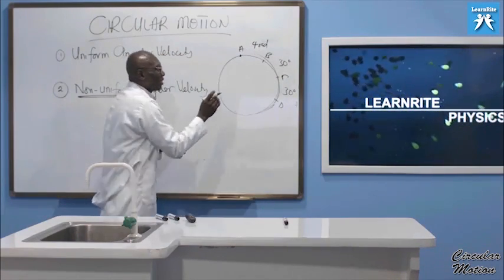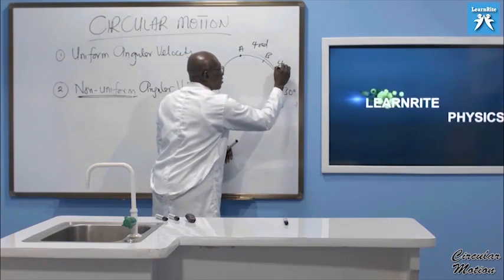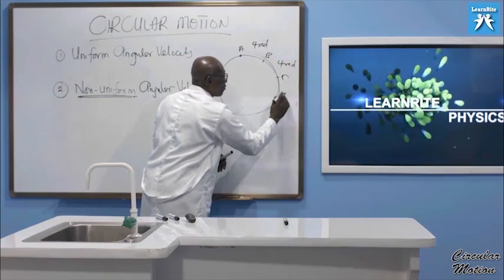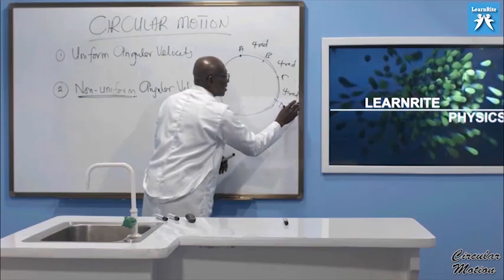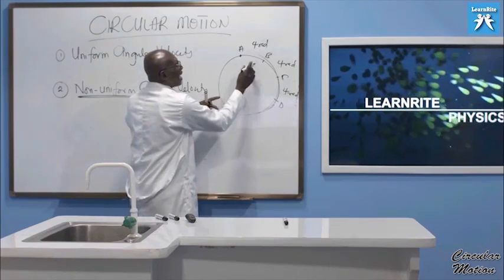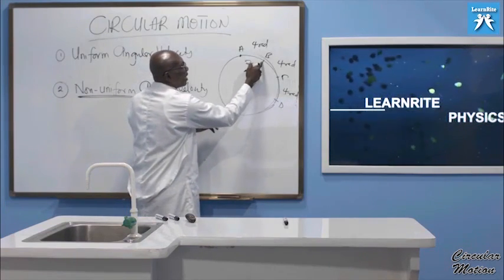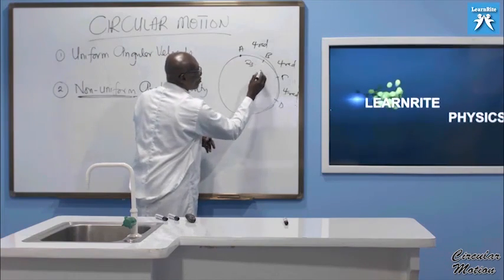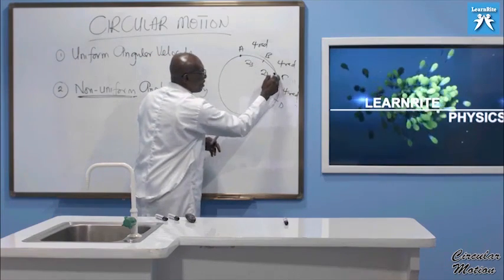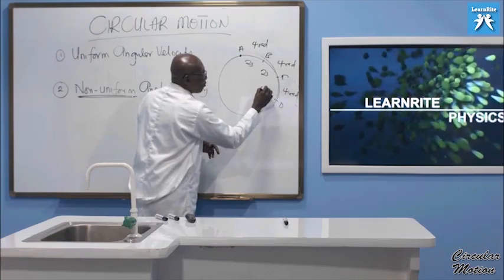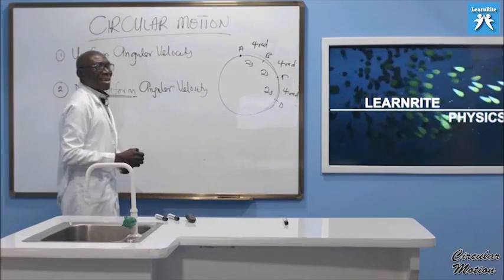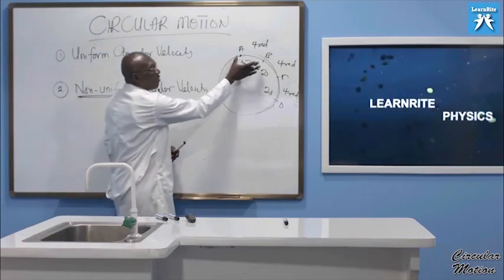4 radians. So this is also 4 radians. This is also 4 radians. And it has taken a time of 2 seconds from A to B, and from B to C the same 2 seconds, and from C to D the same 2 seconds. Okay. Can we find the angular velocity here?